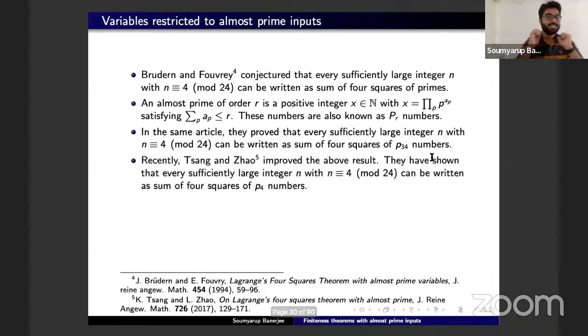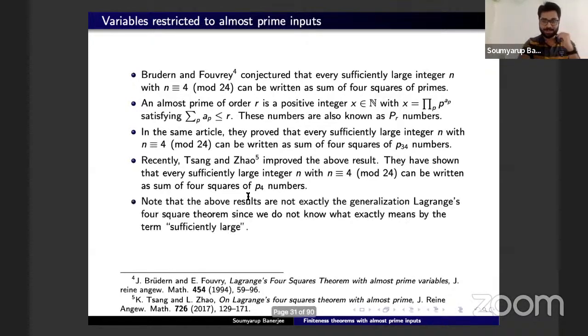Okay. So recently, in the same direction, Sang and Zhao improved the above result, and they have shown that every sufficiently large integer n congruent to 4 mod 24 can be written as a sum of 4 squares of P4 numbers. And this is a very strong result in this direction. But there is a but: note that the above results are not exactly a generalization of Lagrange's four squares theorem, since we do not know what exactly is meant by the term sufficiently large, right?